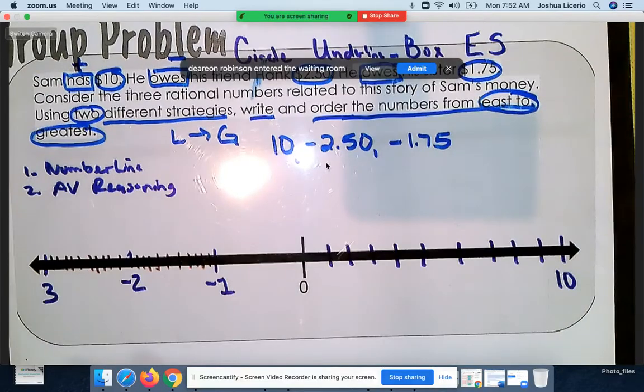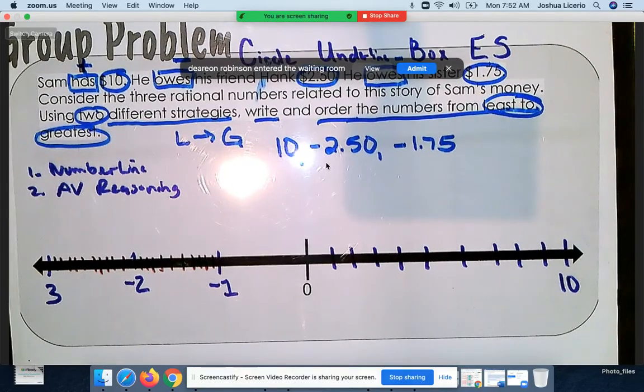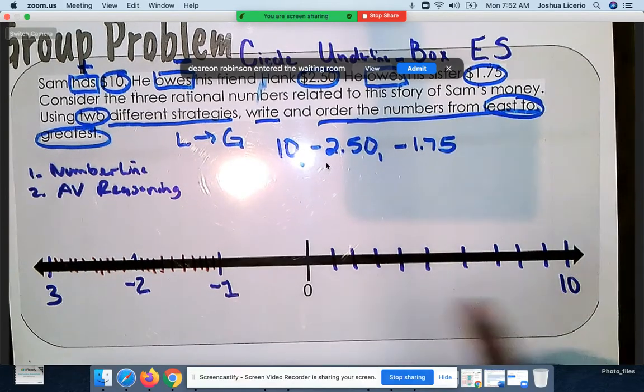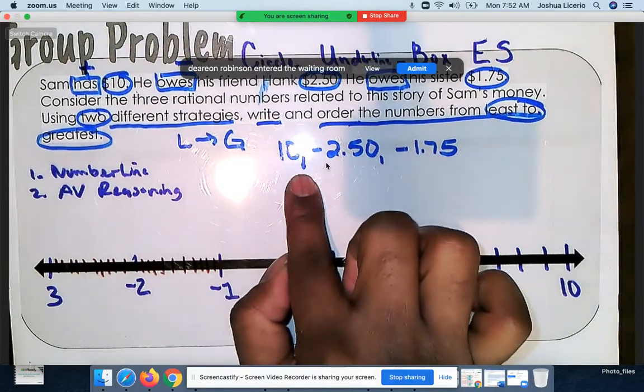So give me one. All right, I went ahead and set up my number line for me to appropriately plot these rational numbers on them. One thing I do want you to notice is that my positive side of my number line and my negative side of my number line are two different scales. This is set up to 10 wholes because I wanted to plot a positive $10.